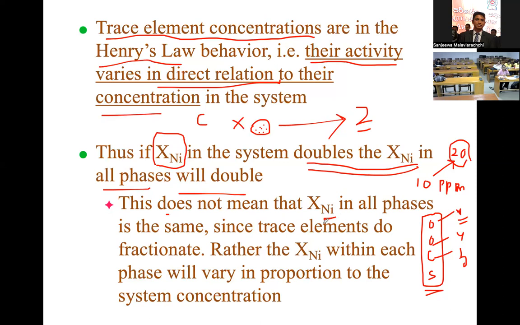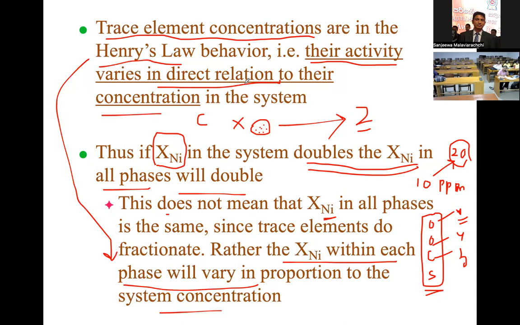So nickel within each phase will vary in proportion to the system concentration. That is the simple interpretation of Henry's law. Because all these activities are directly proportional, the concentrations will be directly proportional to the changes they are incurring.